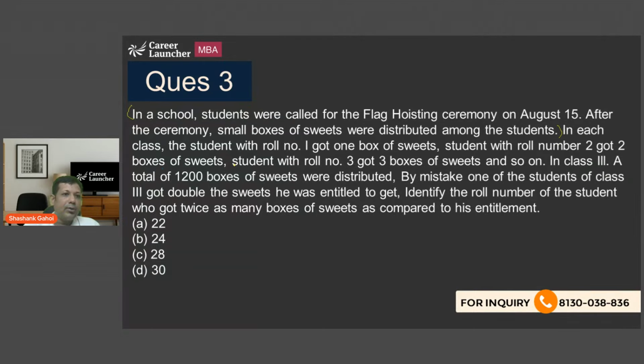Now, in class 3, a total of 1200 boxes of sweets were distributed. By mistake, one of the students got double the sweets he was entitled to. So let's say if his roll number was 5, he should have gotten 5 boxes, but instead he got 10 boxes. Identify the roll number of the student who got twice as many boxes as he was entitled to. So, any thought process, any idea, or what should be the approach?